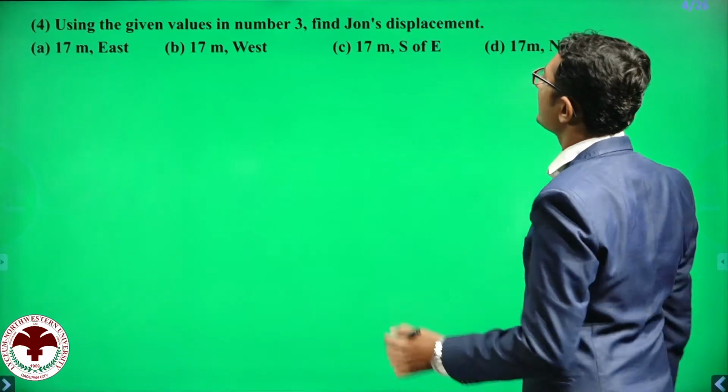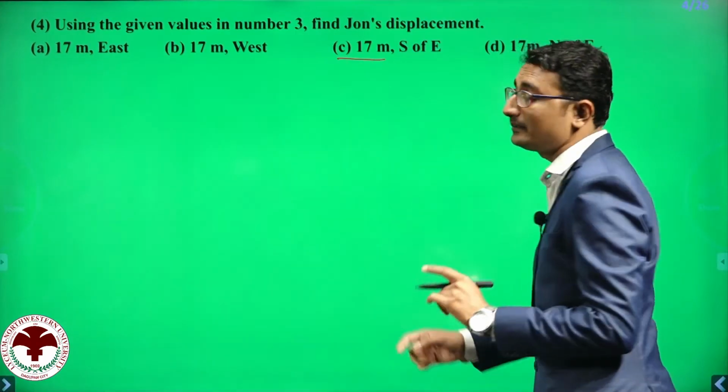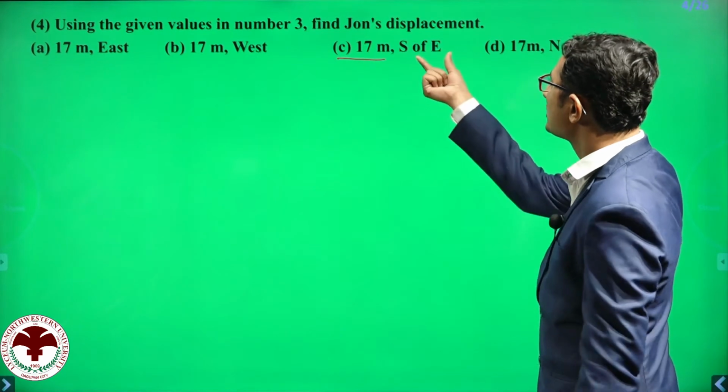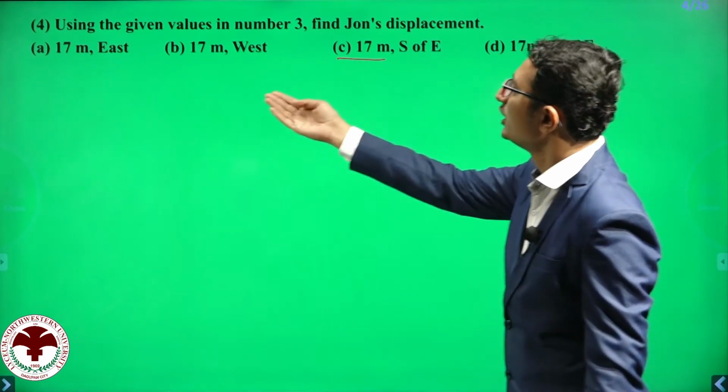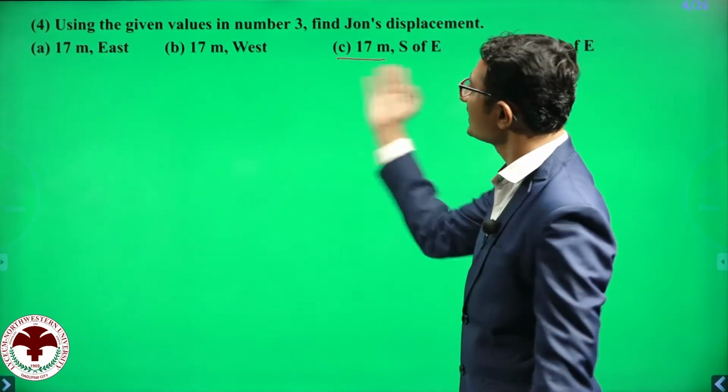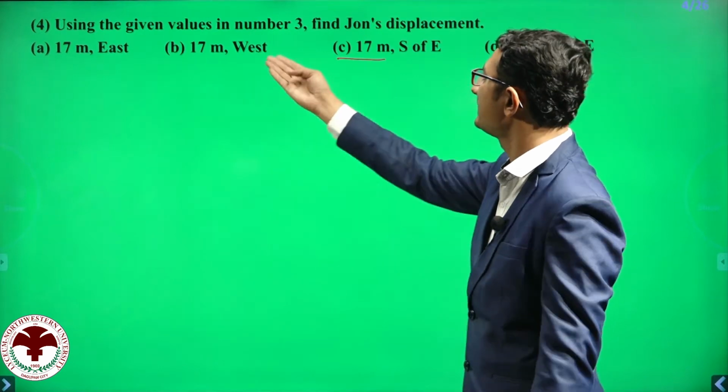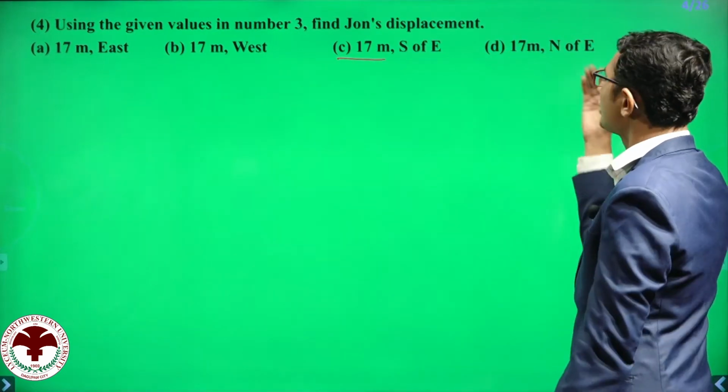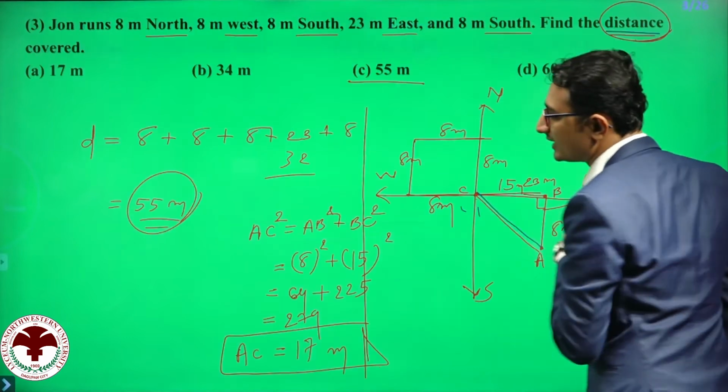In this question particularly, that is 17 meter. But a 17 meter answer is not enough, because here there is something else. We have 4 answers, and in each of them we have 17 meter. It is 17 meter west, 17 meter south of west, or north of west. So we want to calculate the direction also.